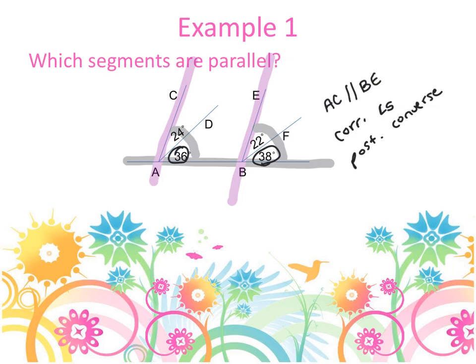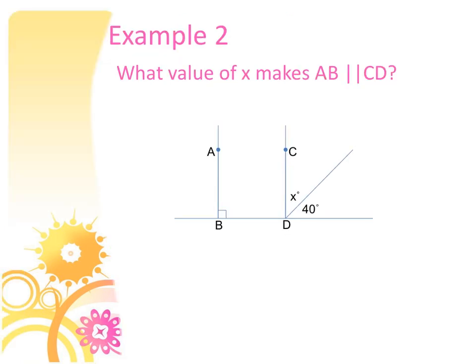Wait, this is a corresponding. What's it say? Oh yeah. What's the value of x that makes AB parallel to CD? So if AB was parallel to CD, what would be true about the relationships of these angles? What's that relationship called? Corresponding. So if the lines were parallel, those would be corresponding. And if the lines are parallel, what's true about corresponding angles? They'd equal each other.